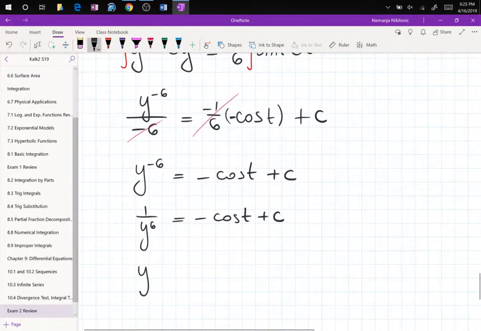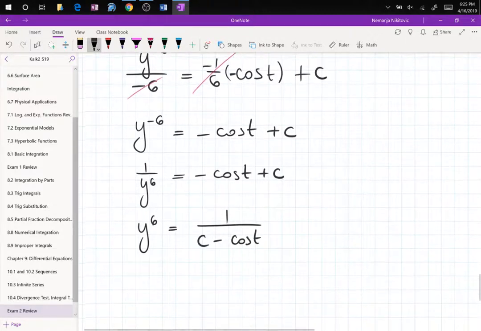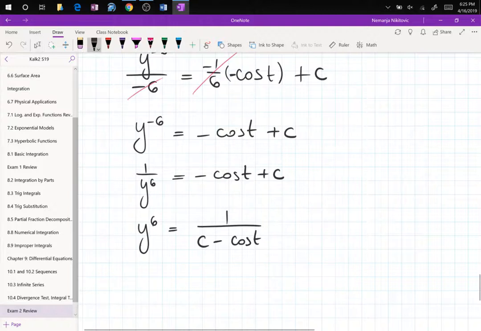If you flip the left-hand side, then you have to flip the right-hand side. And then it's 6 of the denominator. And then we take the 6th root.